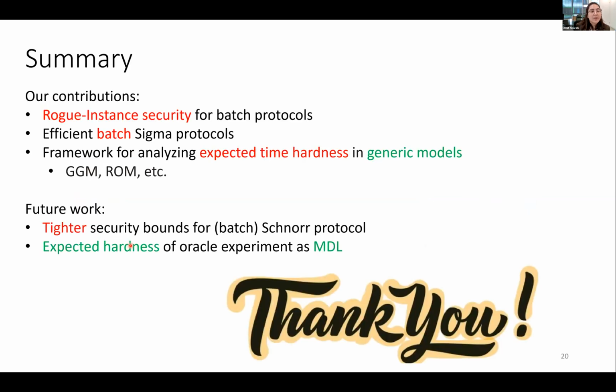So to sum up, we gave a new notion of knowledge soundness for batch protocols, which we called rogue instance soundness. We showed how to efficiently construct batch sigma protocols that satisfy this soundness notion. Then I told you that in order to give evidence to support the hardness of the second moment assumption, we showed that it holds for the discrete log in the generic group model. But in fact, we showed a more general statement. We presented a framework for analyzing expected time hardness in generic models, such as the generic group model, the random oracle, and so on. And when we apply our framework on the discrete log problem, we get the second moment assumption. That's it. Thank you very much.